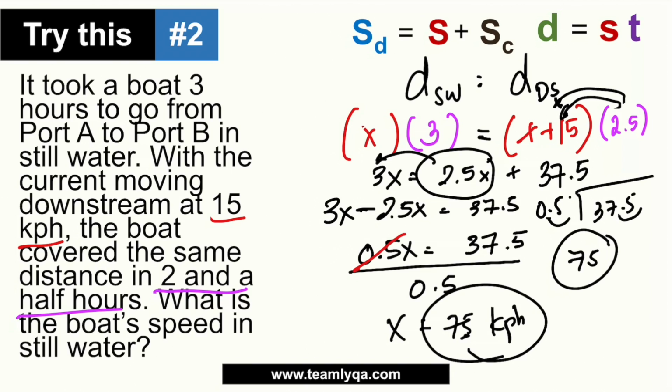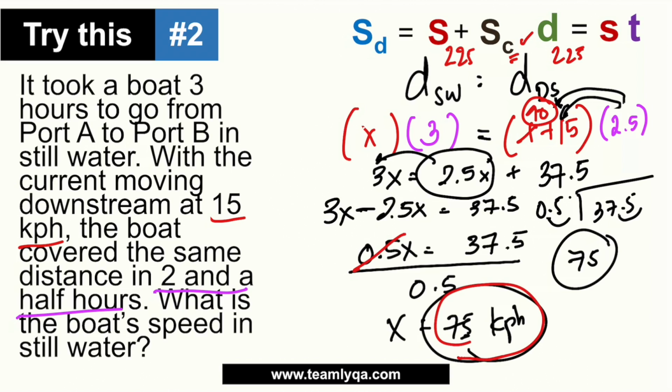Okay? Now, kung itatry natin tong i-check, if you multiply 75 sa 3, ang ibibigay sa inyo yan is 225. Tapos, kung i-add ko yung 15 kilometers naman, magiging 90 yung speed downstream. At yung 90, kapag multiply ko siya sa 2.5, ang kalalabasan din is 225. So, ibig sabihin, tama tayo dun sa sagot natin na 75 kilometers per hour.